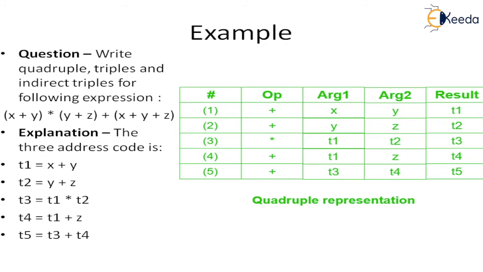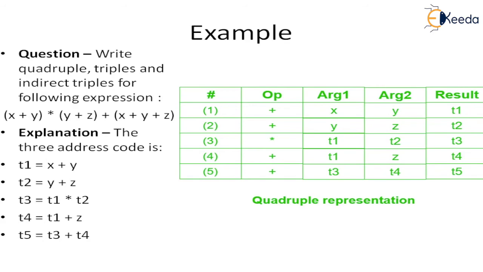Just consider this example. This example is for the three address code, which shows the three types of representation, that is the quadruple, triple, and indirect triple. First, we have to generate the three address code for this example. This example contains three operations. T1 represents x plus y, T2 represents y plus z, T3 represents T1 into T2, T4 represents T1 plus z, and T5 represents T3 plus T4.